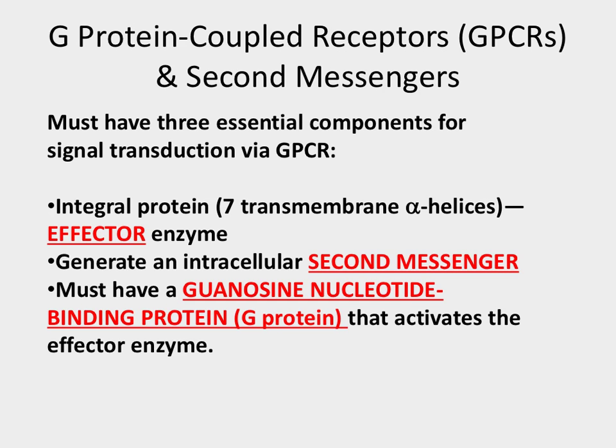But what makes a GPCR specifically a GPCR is that it also has to have what's called the G protein. And G protein is short for guanosine nucleotide binding protein. So they all have to have a G protein, otherwise it wouldn't be a GPCR. Once again, the G stands for guanosine nucleotide binding protein.